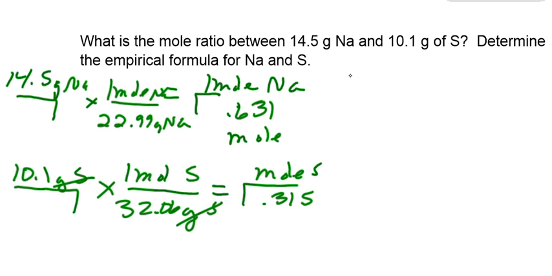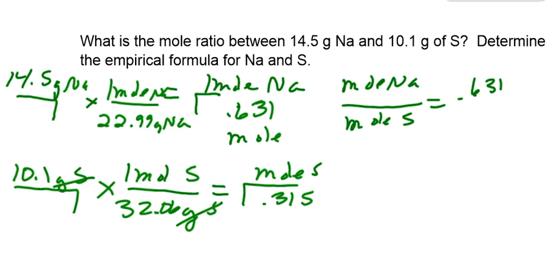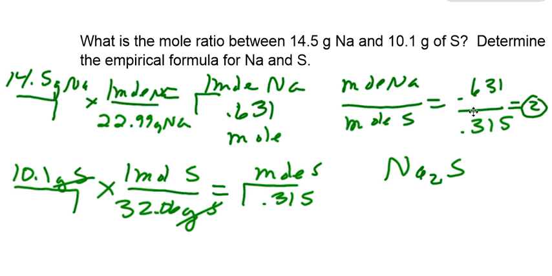Now, next part says determine the empirical formula. Well, we've got to do a mole ratio. So I'm going to take the moles of sodium and divide it by the moles of sulfur. So that's 0.631 divided by 0.315, and that's 2.00 or 2. And what this means is we have 2 moles of sodium for every 1 mole of sulfur. So that means we have Na2S for its empirical formula. We have twice the amount of sodium for every 1 sulfur, so that means Na2S.